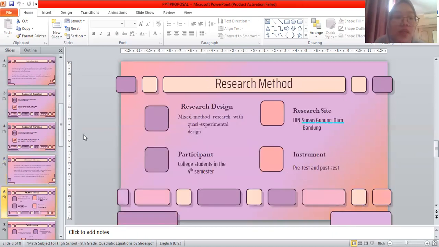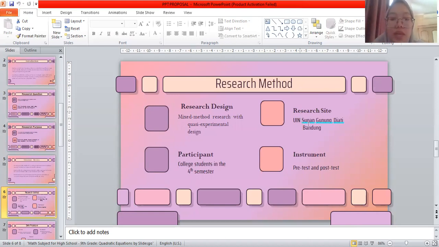And for the research method that I will conduct in this research, first I have the research design. I will use mixed method research with a quasi-experimental design, since it uses qualitative and quantitative research. I will use the quasi-experimental design to complete my data procedures and research method.